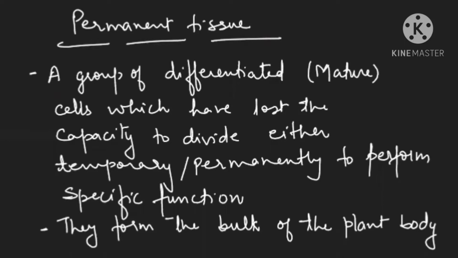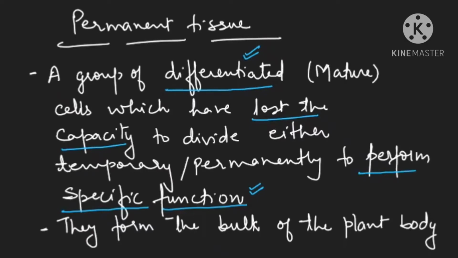Now see, permanent tissues are those tissues which are differentiated. This word is important. Differentiated means they have lost their capacity to divide. They will not divide now, and they are losing this capacity to perform some specific functions, whether they are working as a storage or they are working for the support. So to perform some specific function, they have lost the capacity to divide. So we say they are differentiated. Is it clear? Differentiated means now they are designed to do certain particular functions.